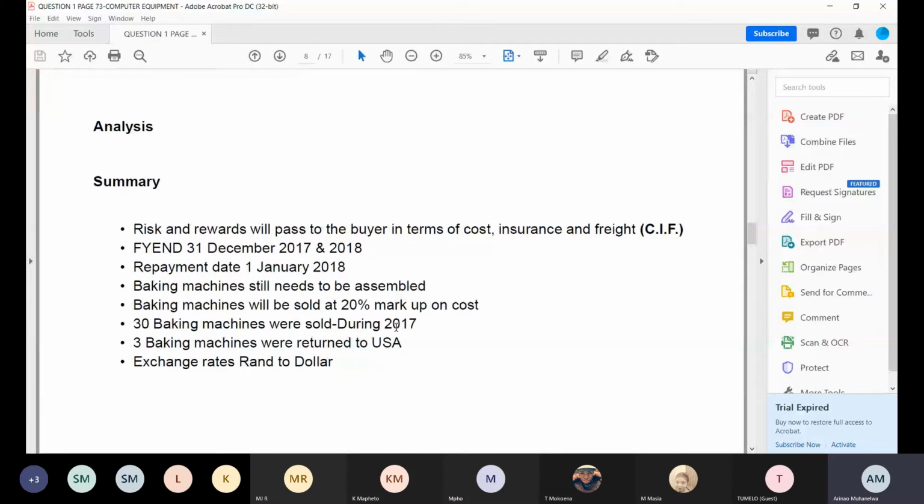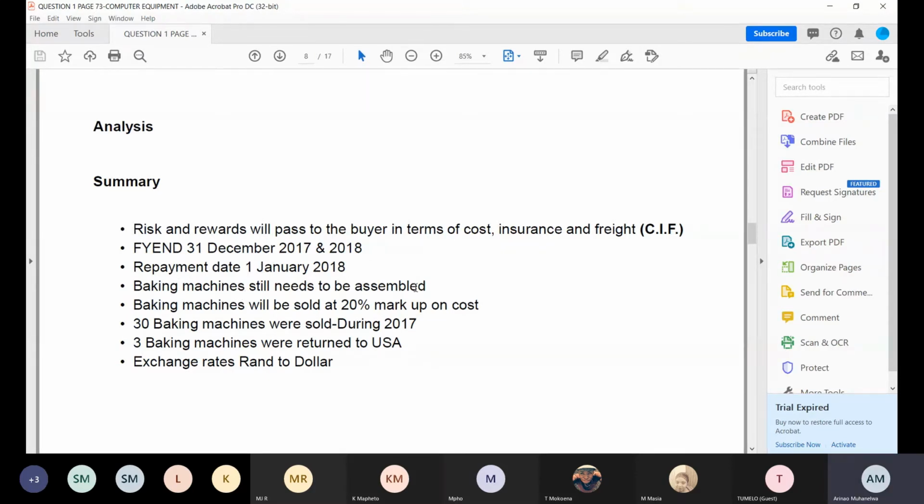I've been talking about this. We read the information, and this is where we're going to process the journal. So let us just recap. When you practice, maybe this is not necessary, but for explanation purposes, we're going to do it. Risks and rewards will pass to the buyer in terms of CIF. So we know what this means. That means that the transaction date is the date shipped over the rail. Financial year end, 31st December 2017 and 2018. The repayment date, 1st January 2018.